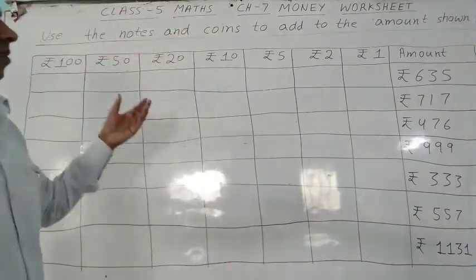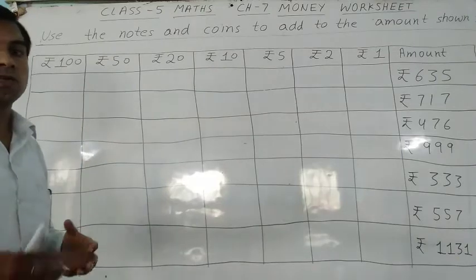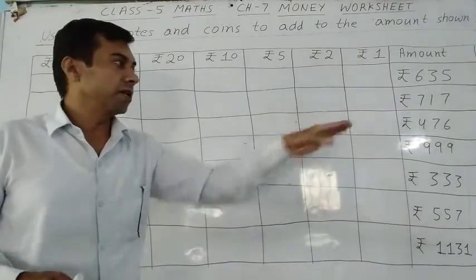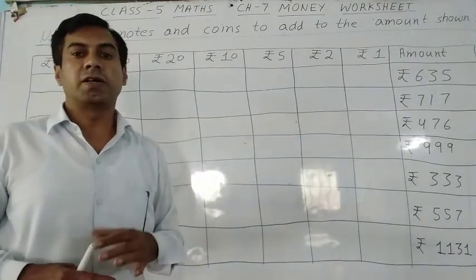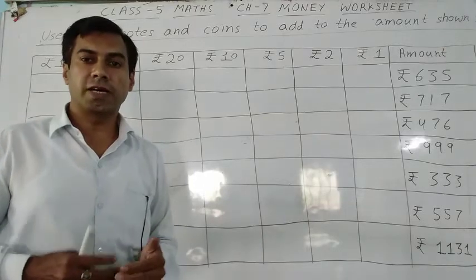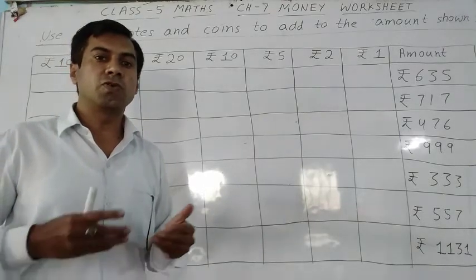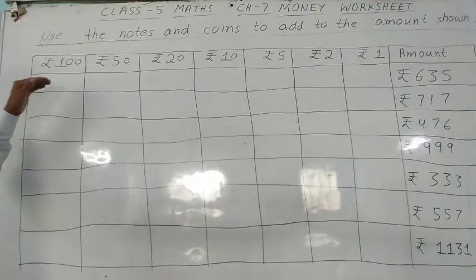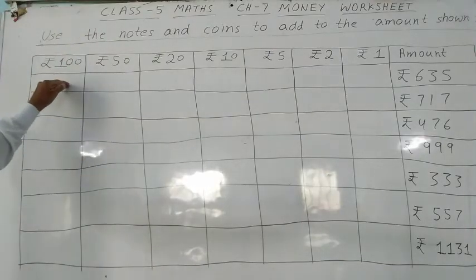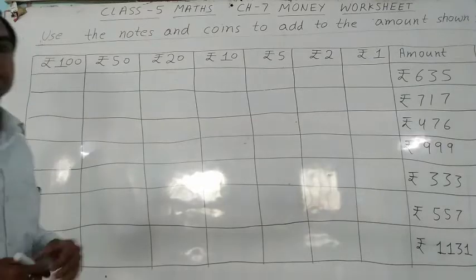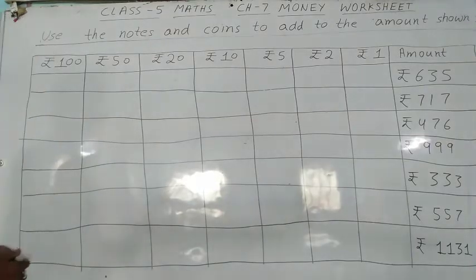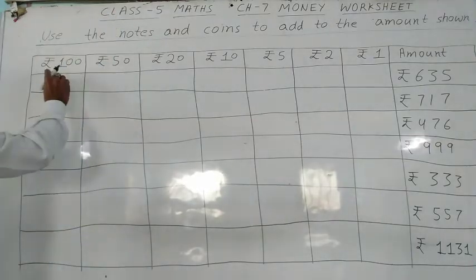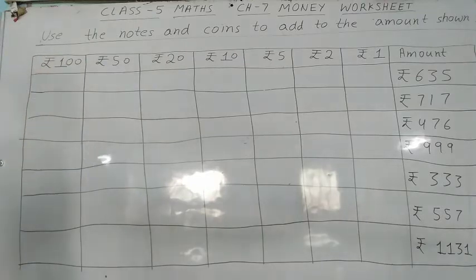Student, we can use smaller denomination notes and coins to make the given amount, but it will be difficult to carry and difficult to do any type of transaction. So student, what do we do? We take the bigger denomination notes and then we make the amount. Let us start. Here we have a 100 rupees note, student.